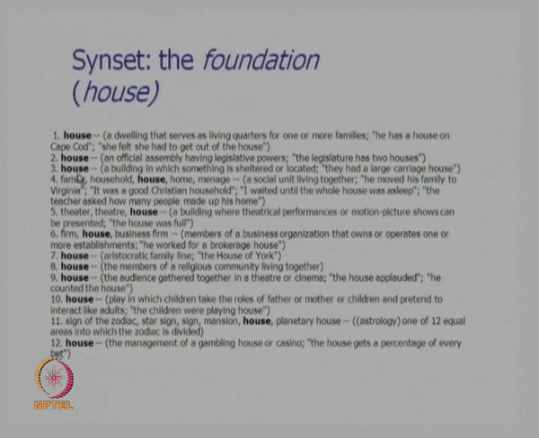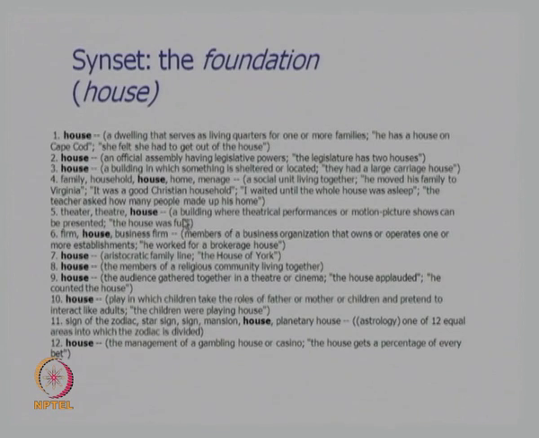The fourth meaning of house is very interesting in the sense of family. So, these words family, household, house, home, menage, are synonymous words expressing the concept of family. The gloss here, that is the explanation of the concept, is this: a social unit living together. He moved his family to Virginia, or he moved his house to Virginia, moved house to Virginia. It was a good Christian household. So, you could also say it was a good Christian house. I waited until the whole house was asleep. The teacher asked how many people made up his home. So, one may not agree with all the example sentences, but what is clear from this assembly of words is that one means house to be a family.